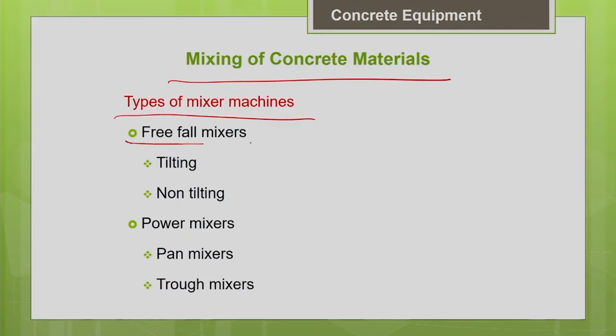In some cases you can see that people even mix the concrete by hand for unimportant works, but the quality of concrete will be poor in that case. So it is always preferable to go for machine mixing to get a homogeneous mix. There are different types of concrete mixer machines nowadays available in the market. Based upon the mechanism of mixing, you can broadly classify them into two categories. One is a free fall mixer, the other one is your power mixer.